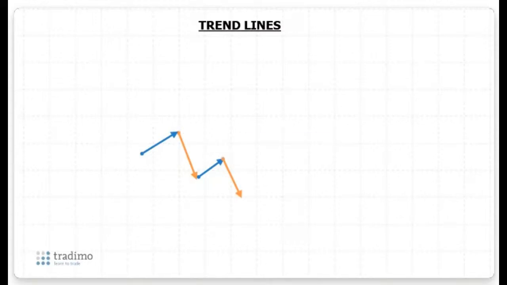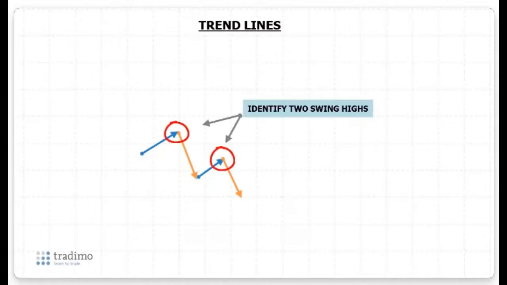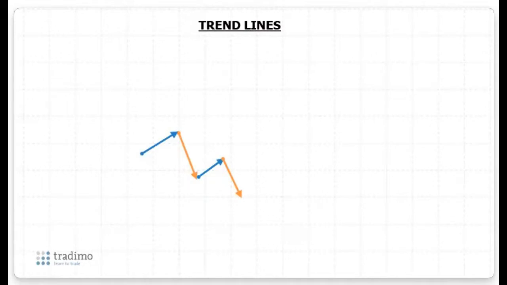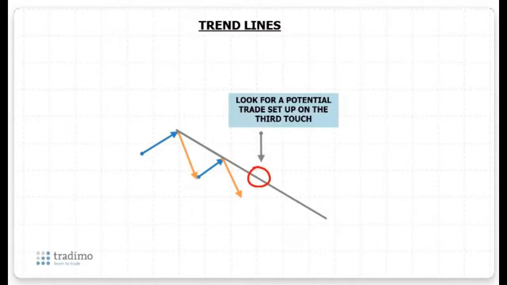In order to draw a trend line, you need a minimum of 2 reference points on a chart. Firstly, identify 2 swing highs that stand out to you on a chart. Draw a trend line from the first high to the second high and then extend this line out on your chart. We will look for a potential short trade when price returns to the trend line for the 3rd time.